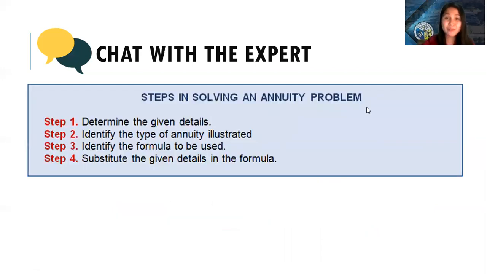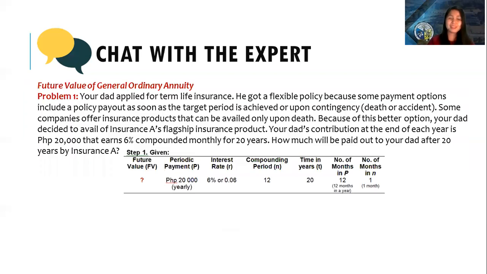Now, how do we solve an annuity problem? Still in 4 steps. Number 1, determine the given details. Number 2, the type of annuity to be used, because it will determine the formula. Then the last will be to substitute the given details in the formula. Let's start. Here's problem number 1.